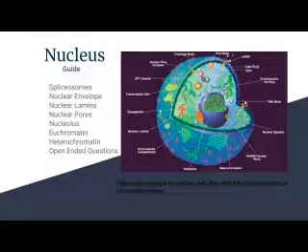First, we're going to take a look at the nucleus. Some of the items we're going to cover are spliceosomes, nuclear envelope, nuclear lamines, nuclear pores, nucleolus, euchromatin, heterochromatin, and then we're going to answer some open-ended questions at the end.